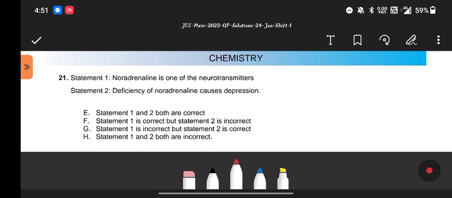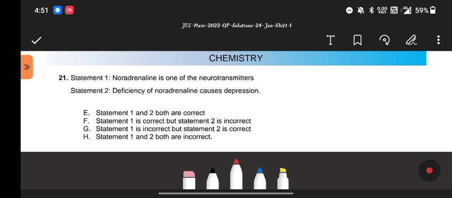First question. In this first question they have given two statements. You have to tell whether the statement is correct or wrong. Statement 1: noradrenaline is one of the neurotransmitters. Statement 2: deficiency of noradrenaline causes depression.